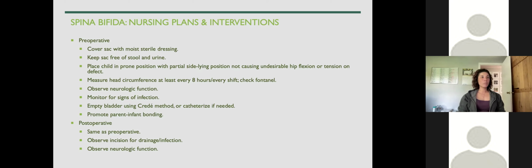We are going to help them with emptying their bladder. So one of the things that you can do is reach the bladder above the pelvis and put pressure on it and help them to push. The pressure that you exert will help them to empty their bladder. If that doesn't work, then we can catheterize if we need to. And then promoting that parent-infant bonding.